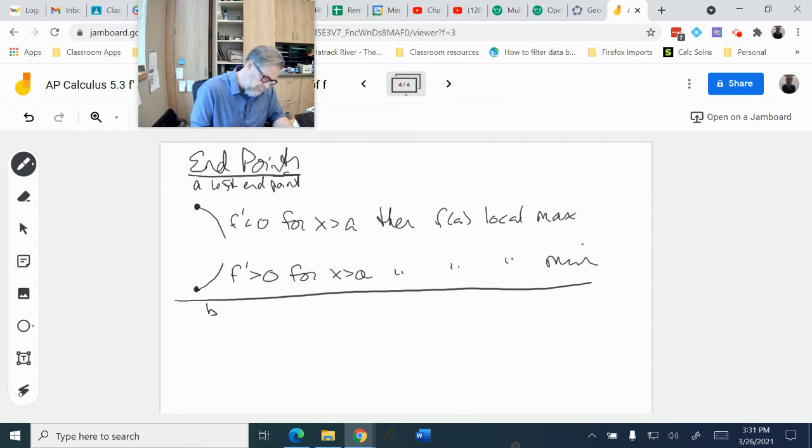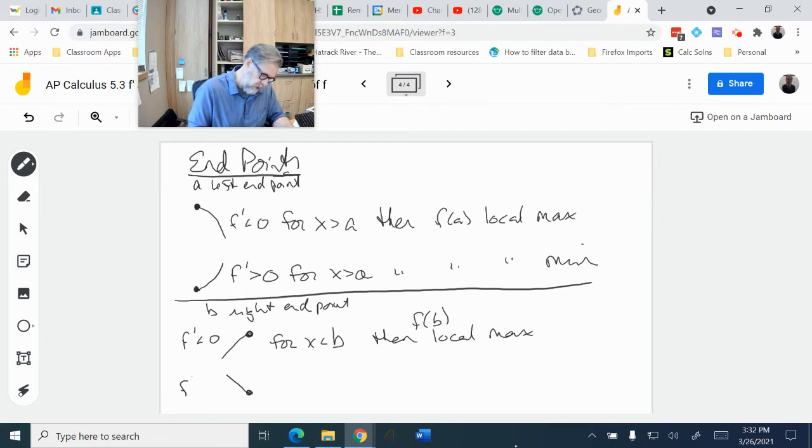Now let's talk about b, which is a right-hand endpoint. And again, if f prime is less than 0 for x less than b, then I have a local max, f of b. Forgot to write that.